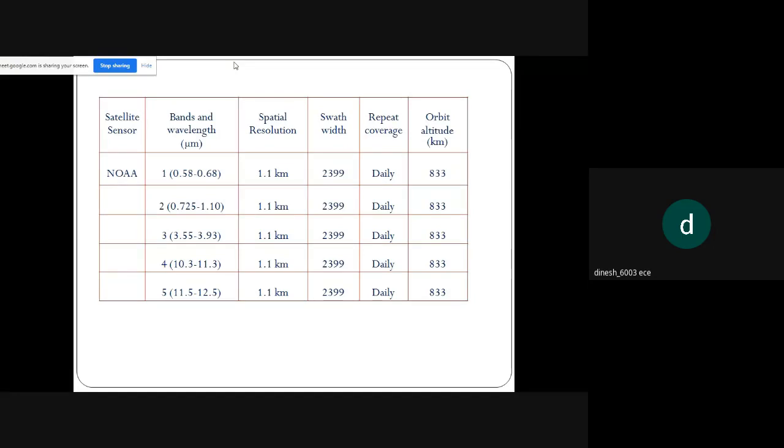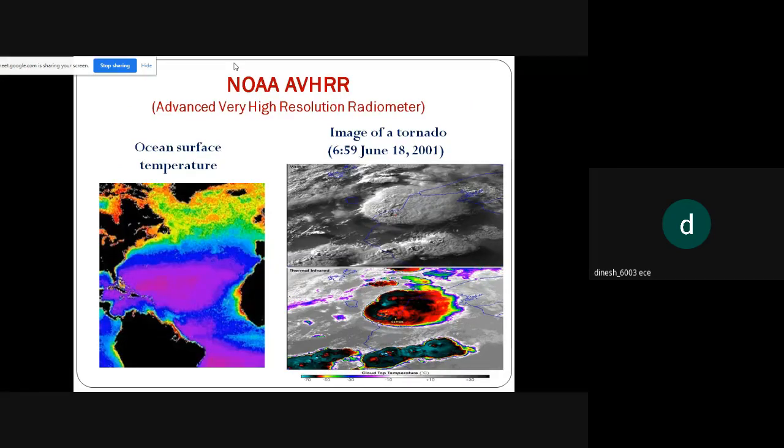For all this, we had a swath width of approximately 2400 with a spatial resolution of 1.1 kilometer. So from the satellite, the resolution was acquired for 1.1 kilometer from the surface of the Earth with a daily repetition average. The orbit was kept at 833 kilometers. You can see the NOAA AVHRR.